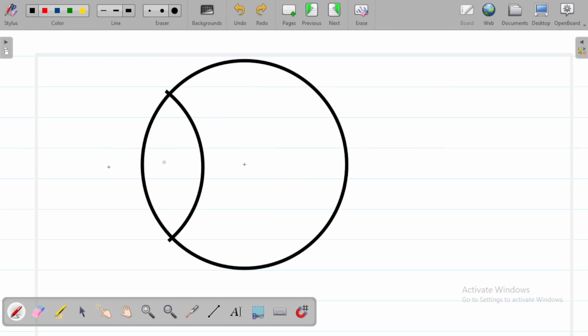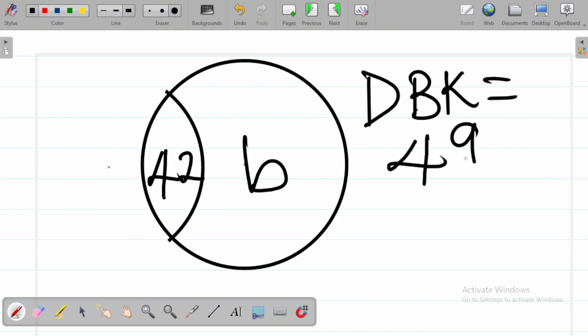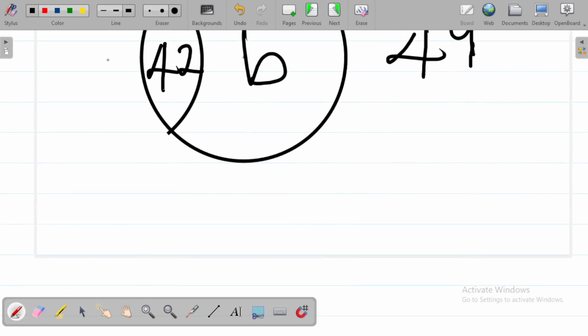All right, let's pick the second circle. In the second circle, we have here as B, and we also have 42. Remember, 42 is the intersect between DBK and DSA. The second circle is DBK, and DBK is equal to 49. Now, we are looking for the value of B.